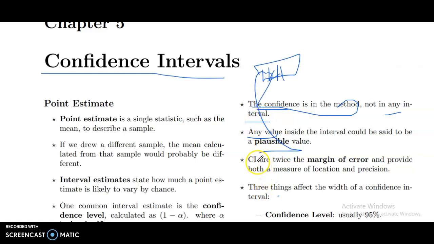Confidence intervals are twice the margin of error, and provide both a measure of location and precision.